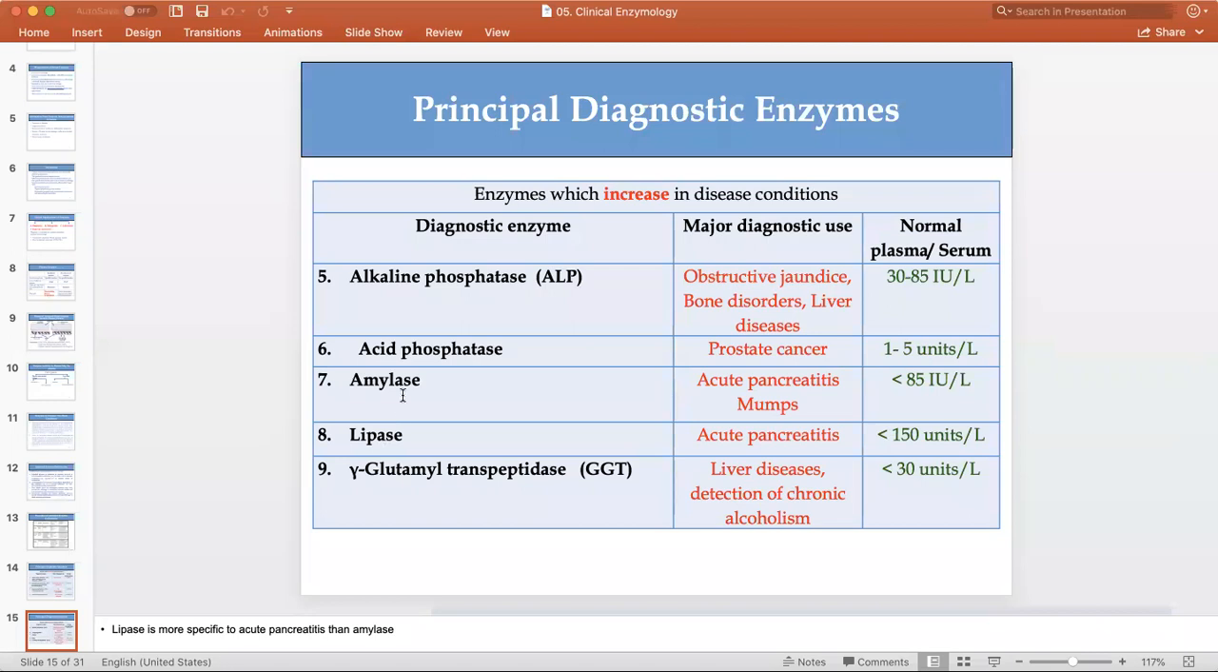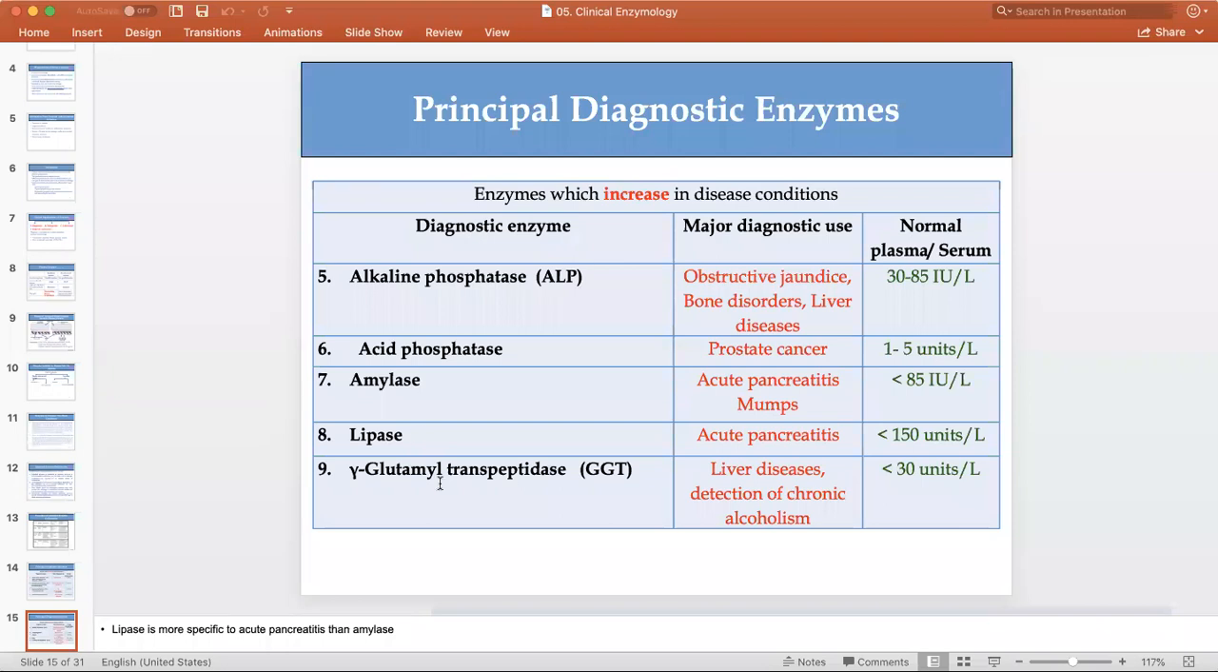Amylase and lipase are very important for pancreatitis, specifically the lipase. The lipase, we look for pancreatitis. It is a diagnostic criterion for pancreatitis. If the lipase level goes up 3 times, then it is a diagnostic criterion. So very specific to pancreatitis is your lipase. We also use amylase, but it is not very specific.